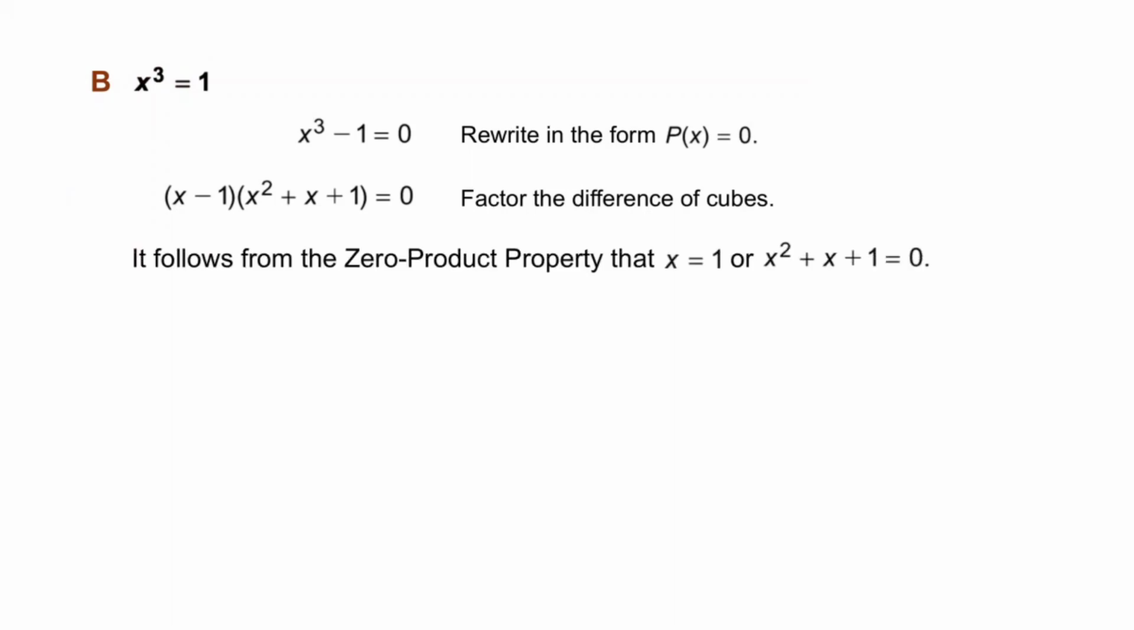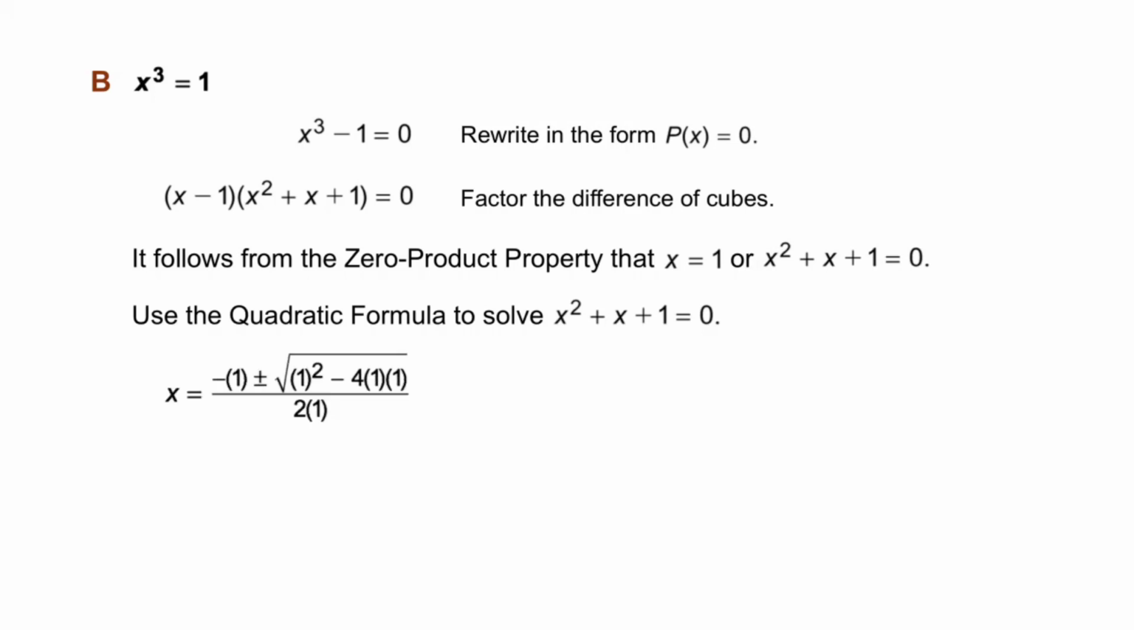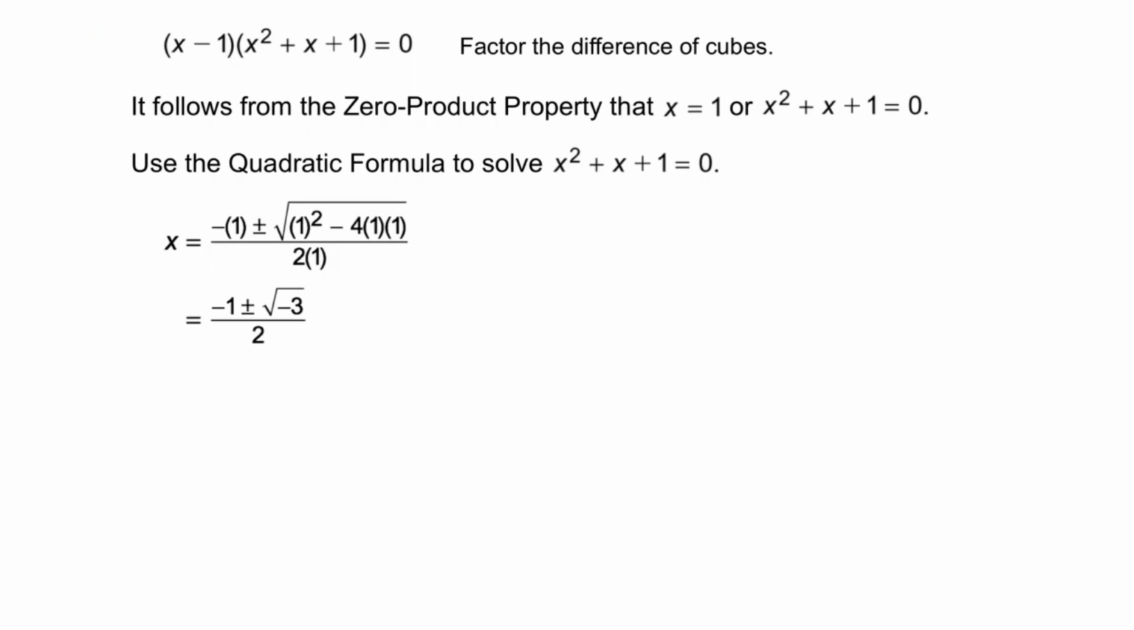It follows from the zero product property that x equals 1 or x squared plus x plus 1 equals 0. We can use the quadratic formula to solve the equation x squared plus x plus 1 equals 0. So x equals negative 1 plus or minus the square root of 1 squared minus 4 times 1 times 1 all over 2 times 1. This simplifies to negative 1 plus or minus the square root of negative 3 all over 2, which further simplifies to negative 1 plus or minus i times the square root of 3 all over 2.